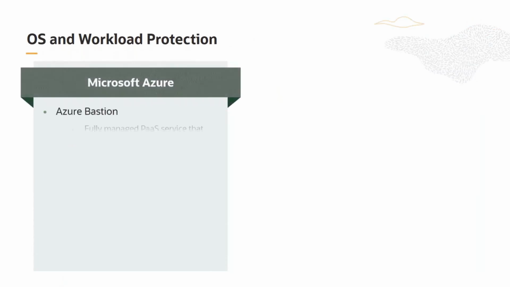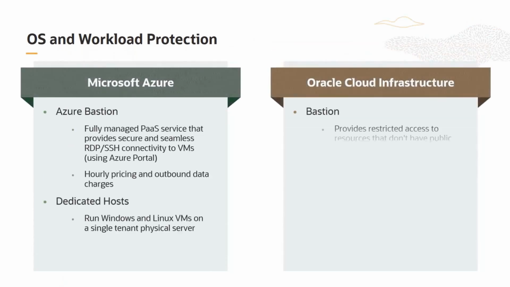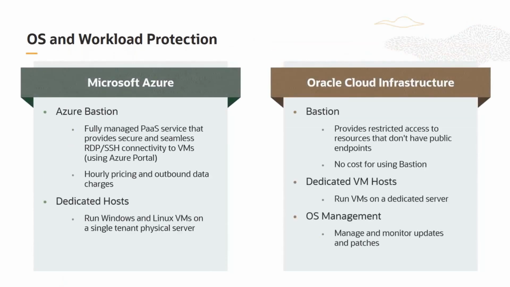Now let's have a look at the next layer, which is operating system and workload protection. Both Azure and OCI have a managed Bastion service that provides restricted access to resources that don't have public endpoint. The main differentiator is that in OCI, there is no cost for using this service.